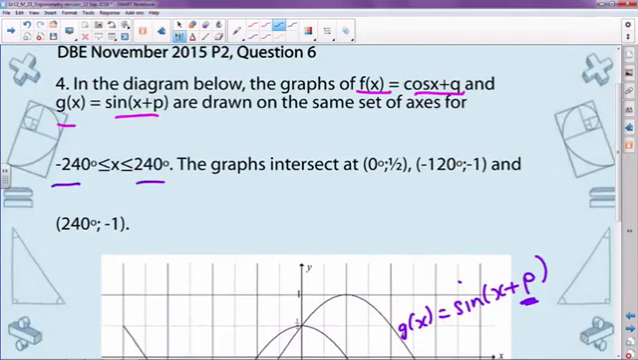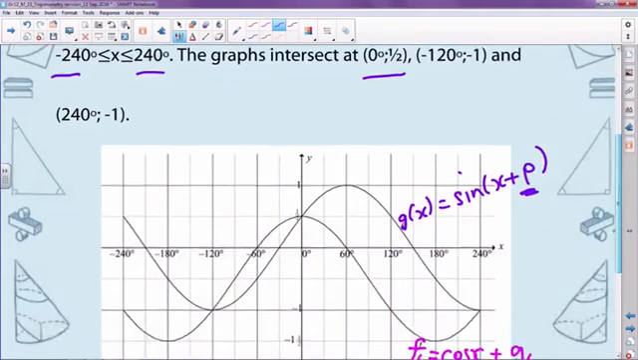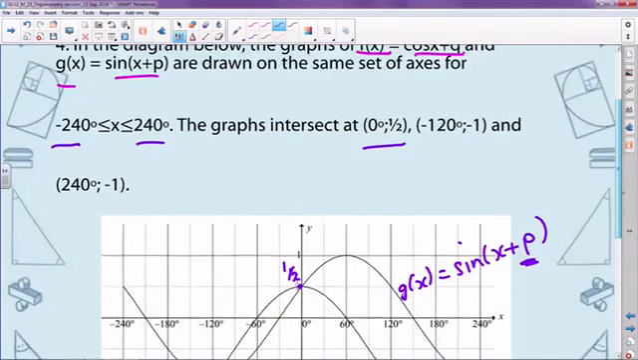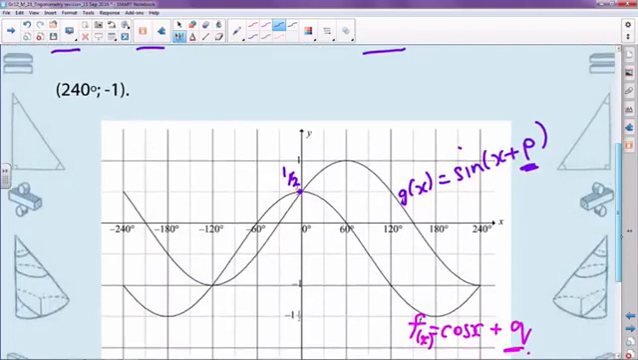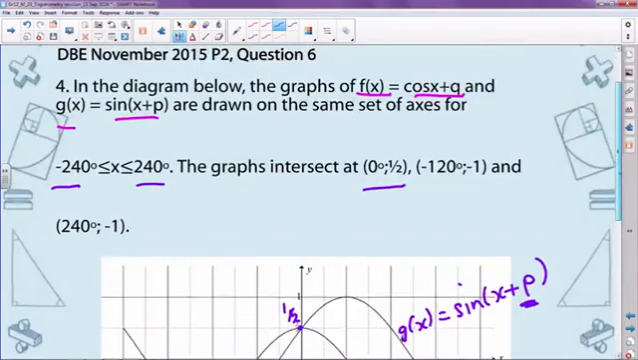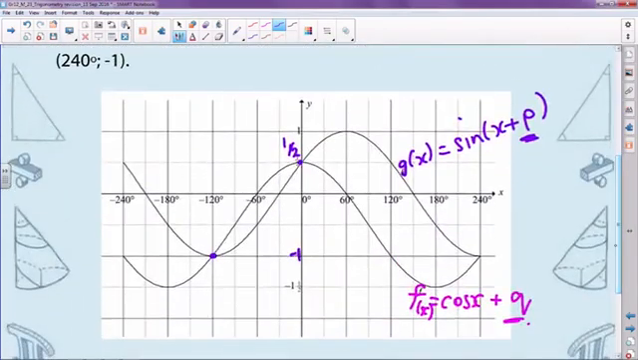So these two graphs are sketched on the same system of axes on the domain minus 240 degrees to 240 degrees. The graphs intersect at 0.5. All right, so that's obviously on your y-axis, that point there. They also intersect at minus 120 degrees and minus 1. So that's that point. And 240 degrees and minus 1. So basically, they've given you all the points of intersection.